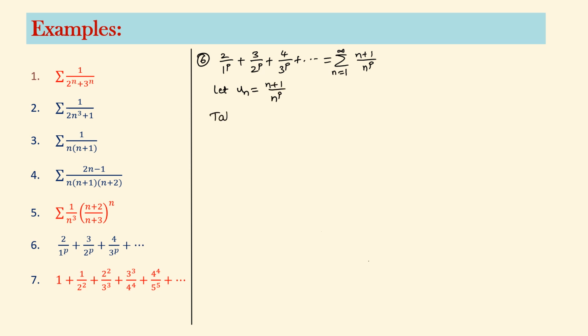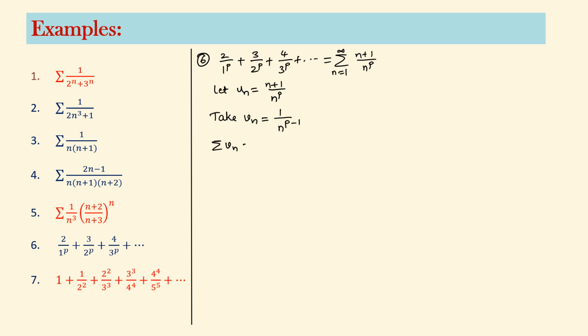Take Vn equal to: the highest power of n in the numerator is n power 1, and for the denominator it is n power p. Overall we can write this as 1 by n power p minus 1. If n power 1 comes to the denominator, it will become n power p minus 1. So take Vn equal to 1 by n power p minus 1. So is this convergent or divergent?